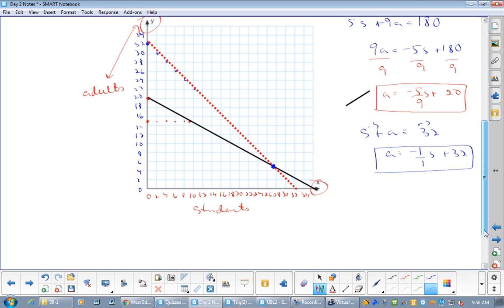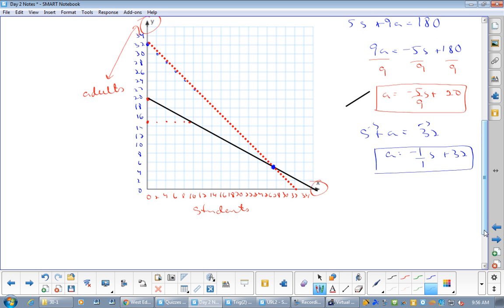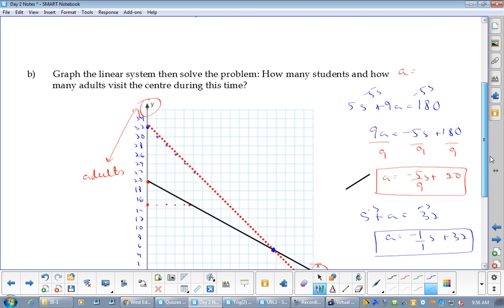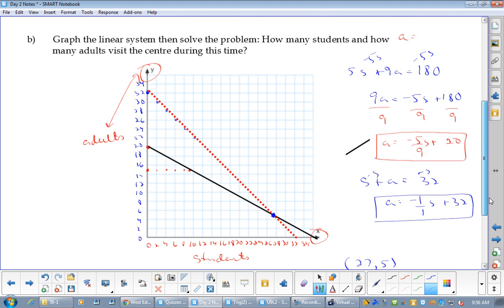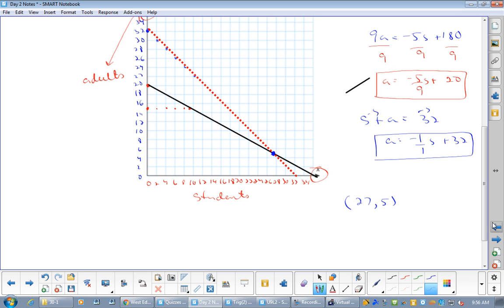Okay, now what point is that? 27, comma 5. So these are pretty cool because most people, like I've said before, would say you couldn't tell. There's so many different options, right? It always surprises people there's only one option for that, and that is 27, 5. Well, what does 27 stand for? Students, and 5, adults, right?